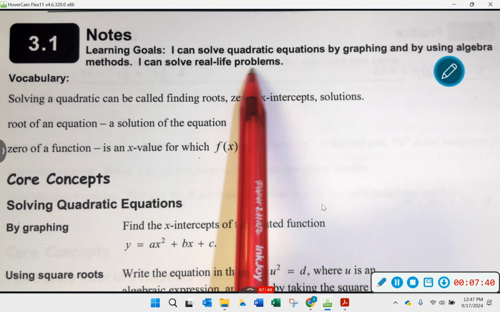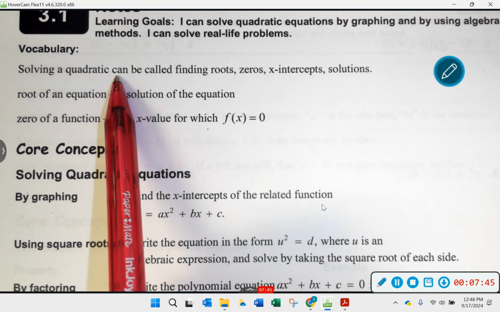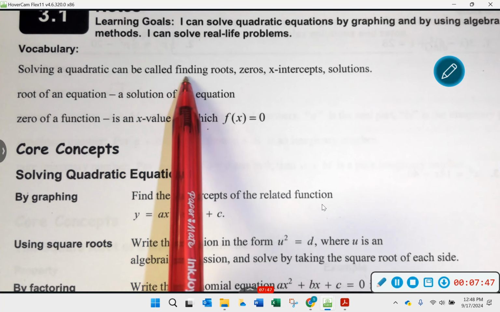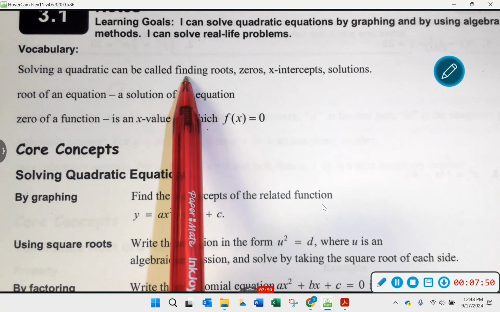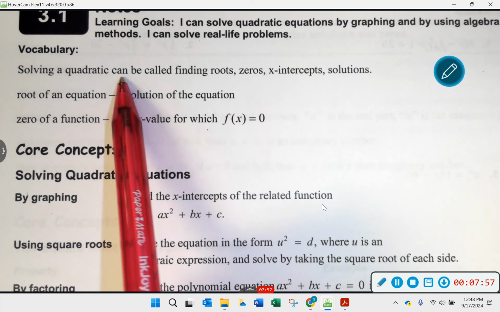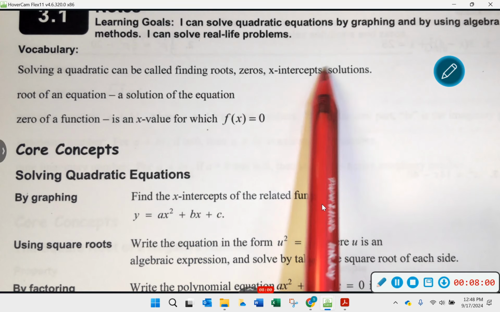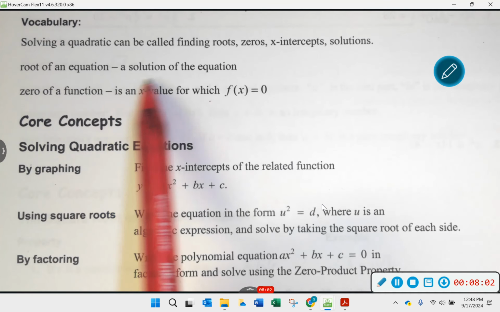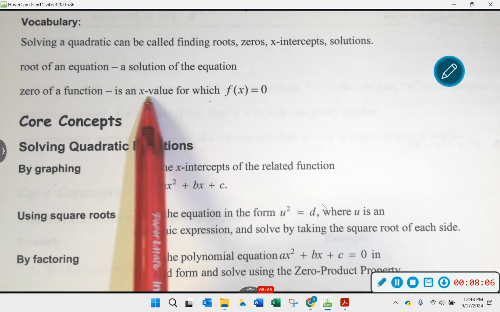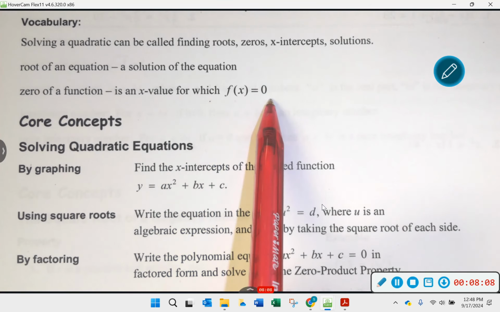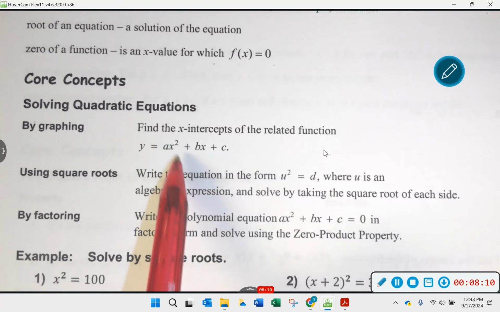We're also going to look at a real life problem. When you're solving a quadratic equation, they could tell you, hey, find the roots. That means the same thing as solving the quadratic. They could say, find the zeros, find the x-intercepts, find the solutions. All of those mean the same thing, solve the equation. A root of an equation is simply a solution. A zero is going to be the x value for which f of x is equal to 0. The function is equal to 0.